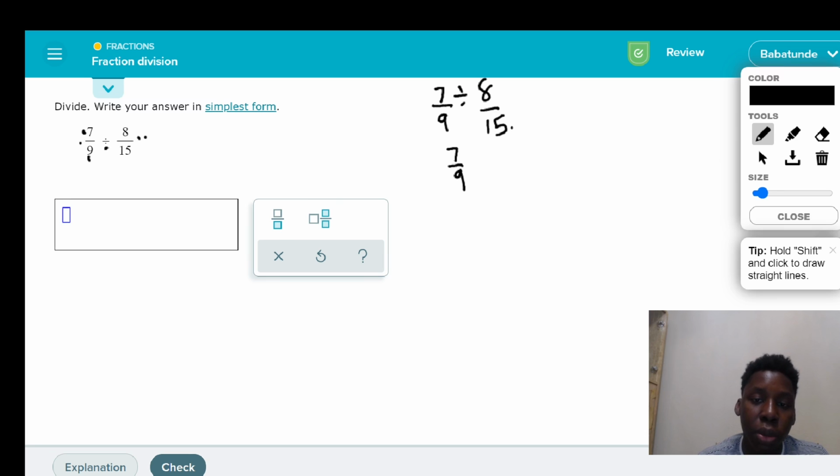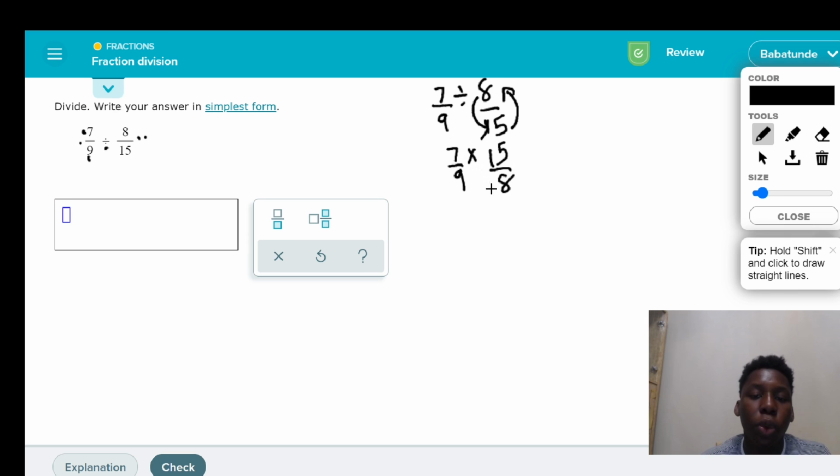We take the number at the bottom and put it at the top, and whatever is at the top, we put at the bottom. We only do it here, because this is the number behind the division sign. So we change it to multiplication, 7/9 times 15 over 8.